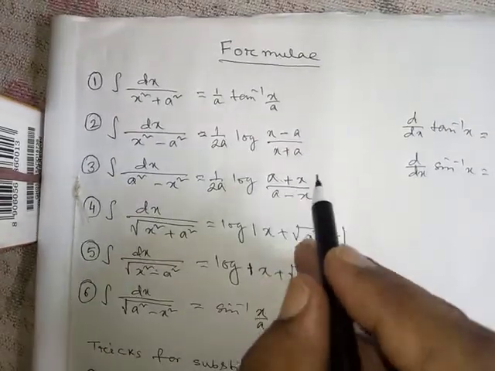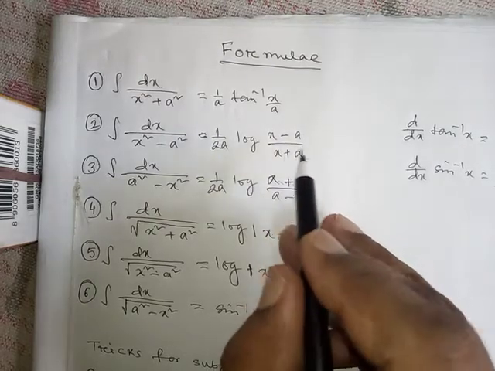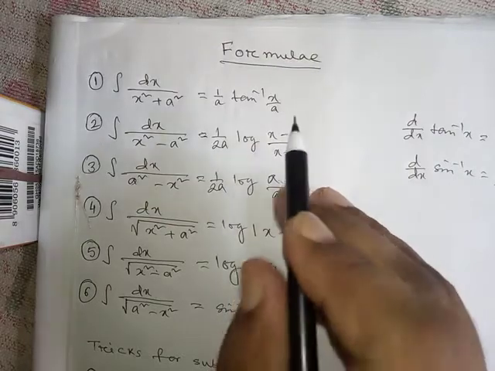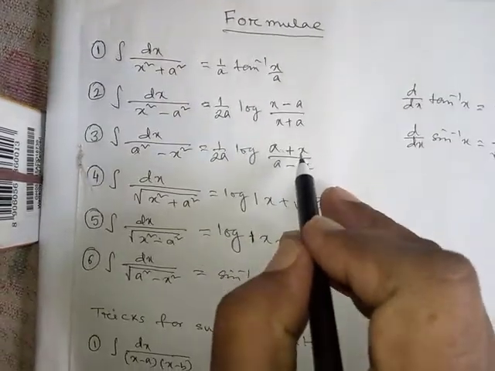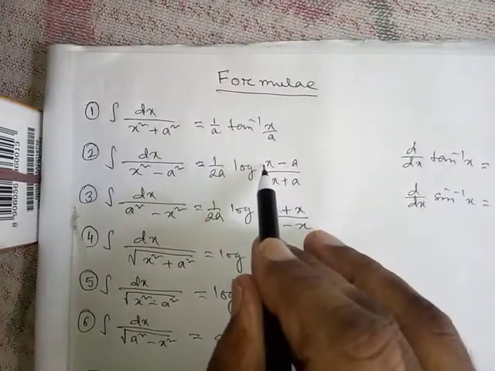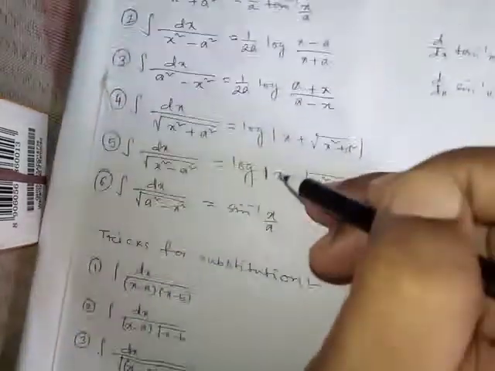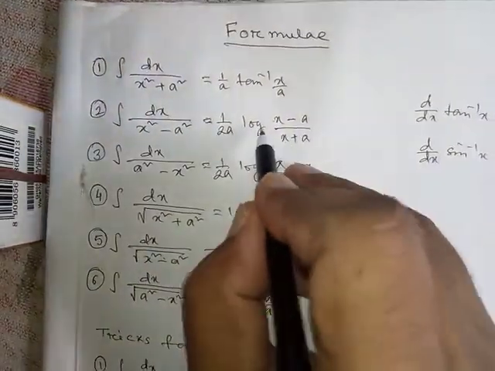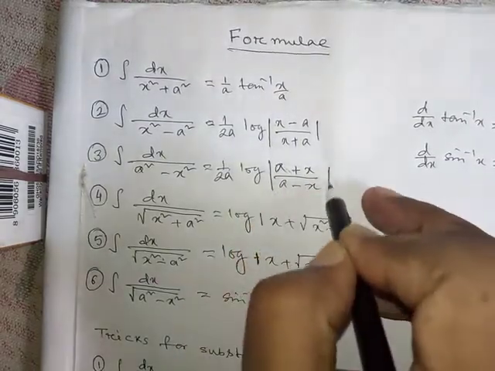Once more I am telling, you have to remember that out of x and a, x is main, and out of numerator and denominator, numerator is main, because God resides in the numerator. So x of the numerator will be positive. See here x of the numerator is positive, here x of the numerator is positive. In this way you have to remember these formulae. Okay, so you will write the modulus sign here, because log is undefined for a negative argument.